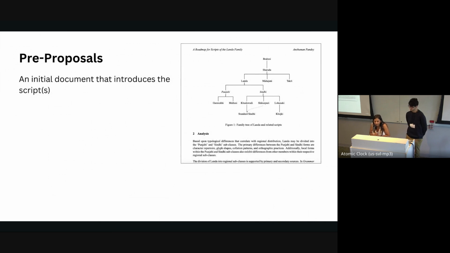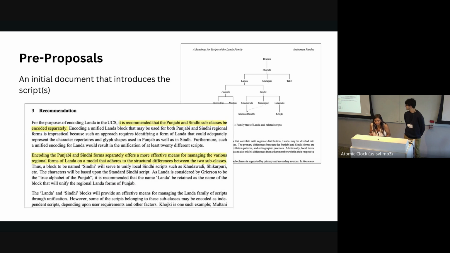So those counts that I showed don't include what we call pre-proposals. A pre-proposal is an initial document that introduces the script or a script family. So the example up here is from the Lambda script family, where Anshuman Pandey, a name you'll also hear more as we go on, talked about how this cluster of scripts can be unified, but not entirely. He suggested using at least 2 different encodings to support multiple scripts. I'm going to explain why we couldn't just use one approach for all of them. So that's the type of kind of groundwork laying that happens in these pre-proposals.